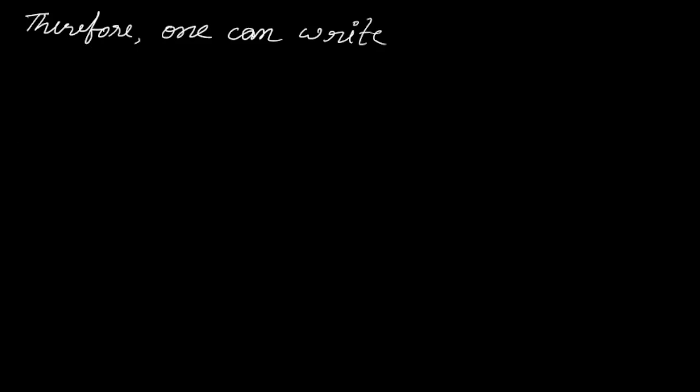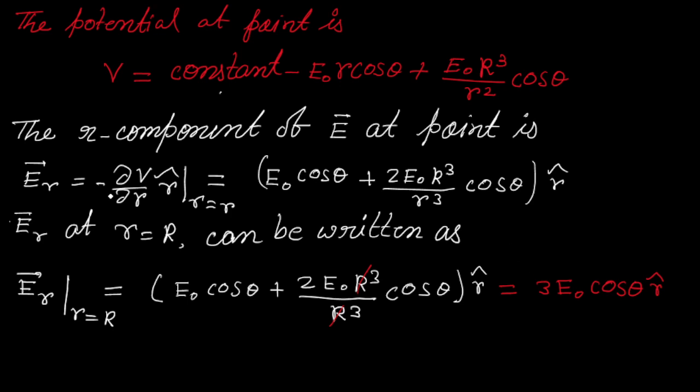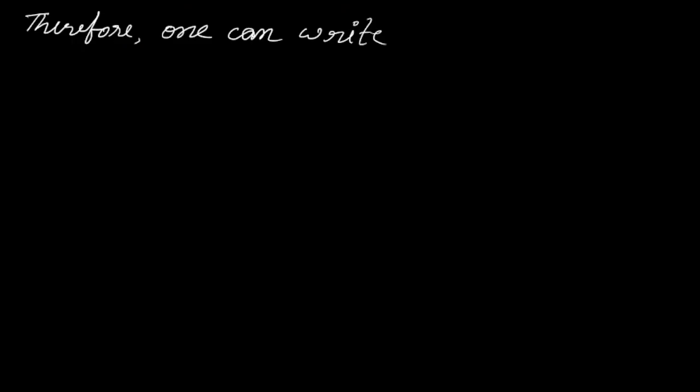When you make them equal, one can write, since both this electric field and this electric field represent the electric field at the same point, that is the surface of the conducting sphere. So one can make them equal: sigma by epsilon naught r cap equals 3 E naught cos theta r cap. So r cap will cancel out.